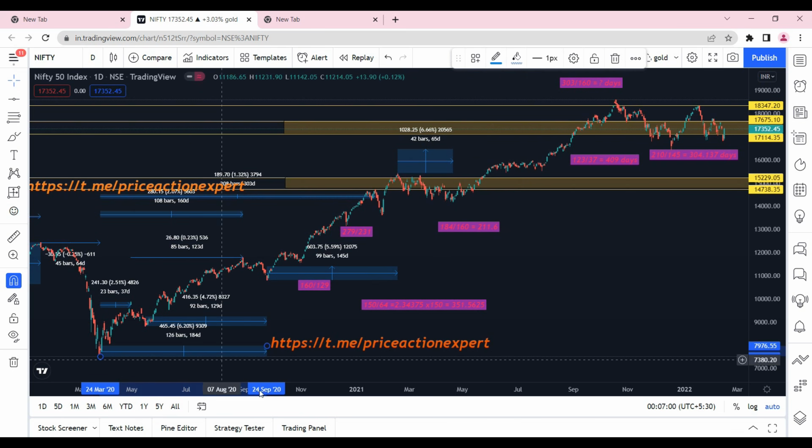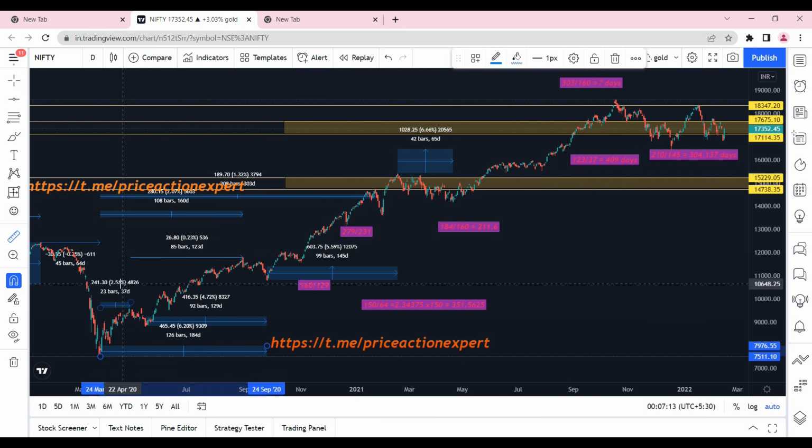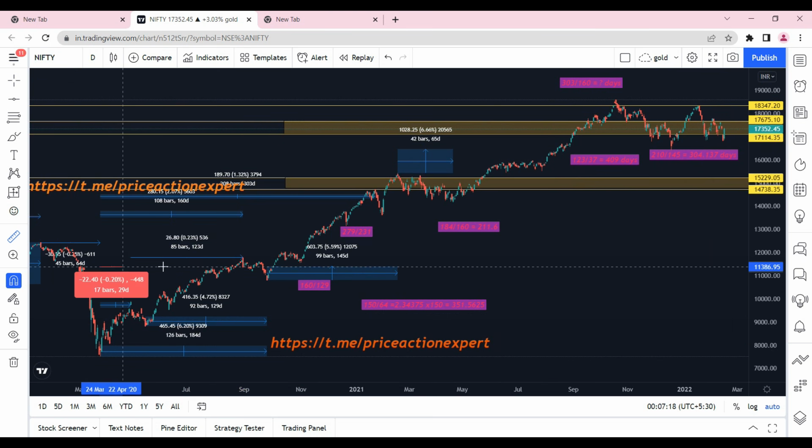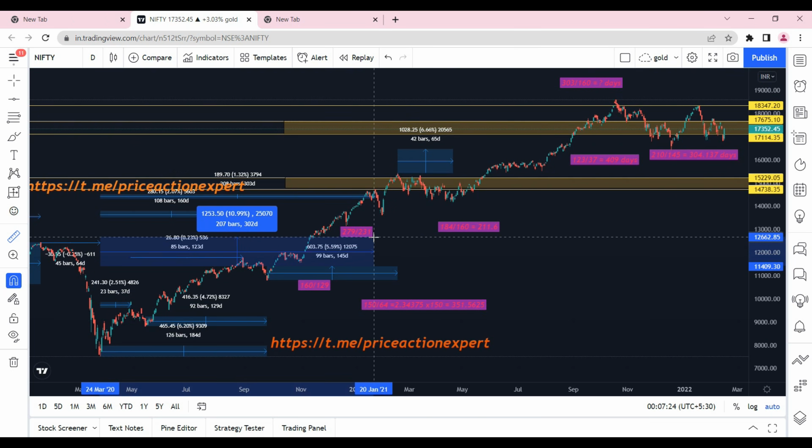Now I'm going to take 184 days. 184 into 1.618 is equal to 297.7 days. From this low, I'm going to mark 297, 98 is actually 297. Yes, perfectly it coincides with the drop area along with the price, so we can be more careful at this time.